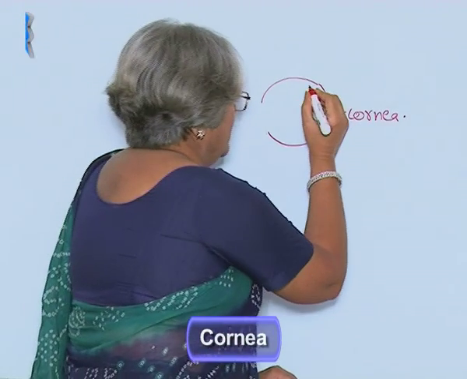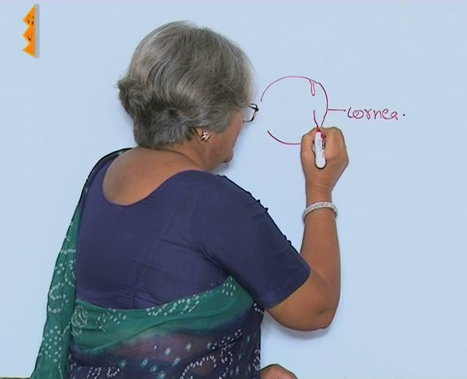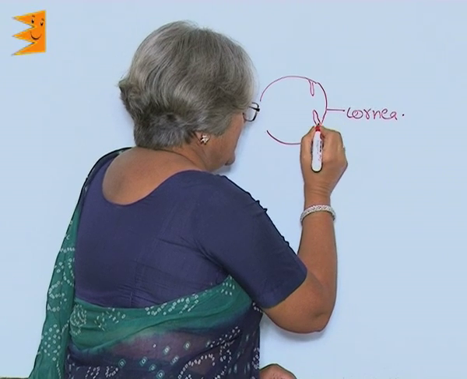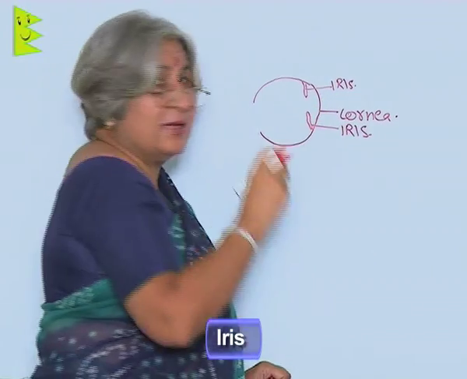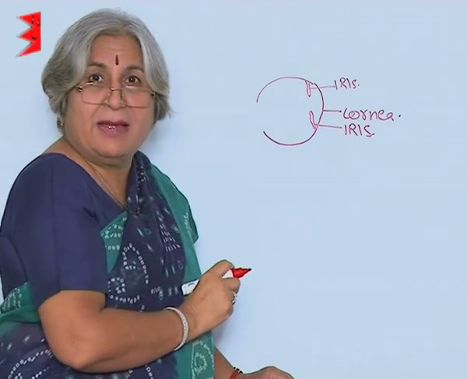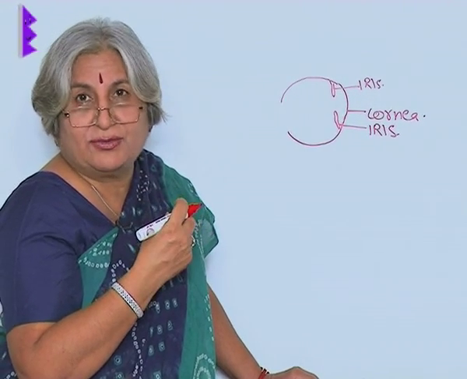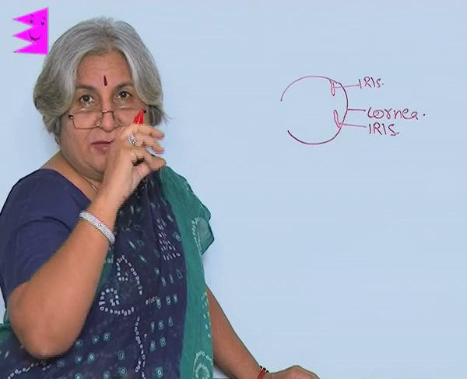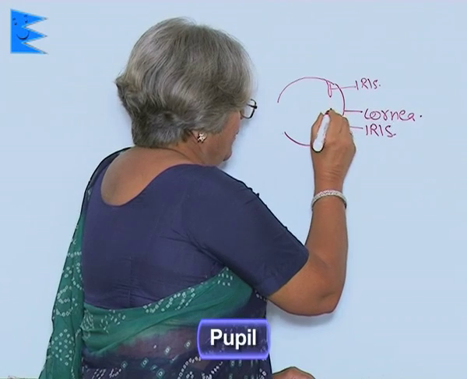Inside the cornea, there are muscles. These are called iris muscles. Now, these muscles are not continuous. There is a gap here. Why is there a gap? Because again iris muscles are opaque, light cannot pass through them. But the central part which is left or which is a gap is called the pupil.